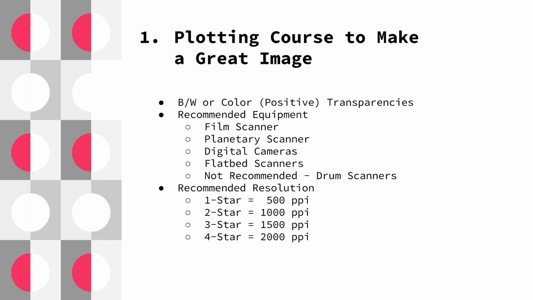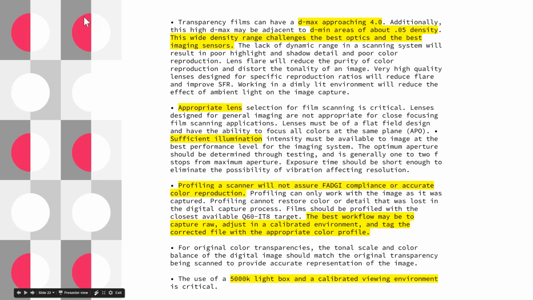Recommended resolutions start at 1 star at least 500 pixels per inch, and they move up to 2,000 pixels per inch. So that's kind of a good start, and so we know that if we go up higher in resolution, we're going to have a better quality, and that kind of makes sense. We've got 3 or 4 options for tools to use, and then we have some of these guidelines. And I just highlighted some of the key factors out of this. You can read them all on your own.